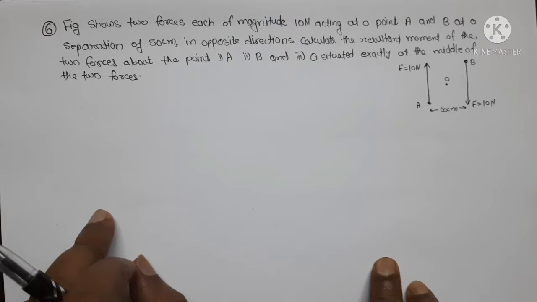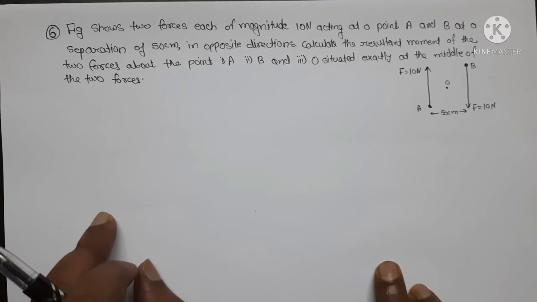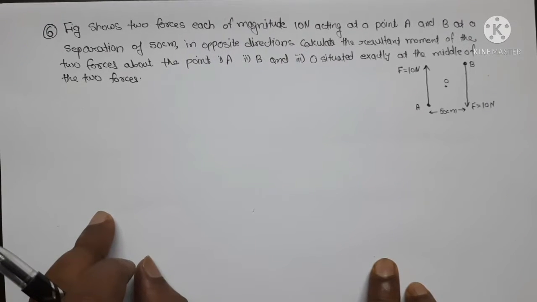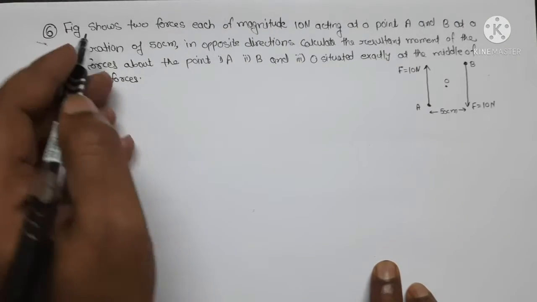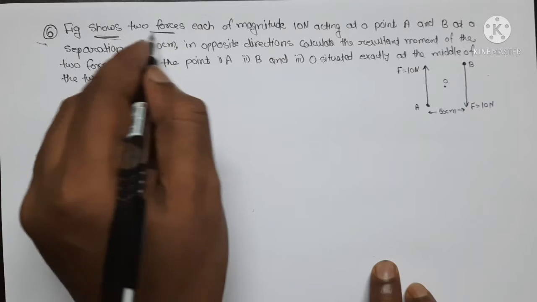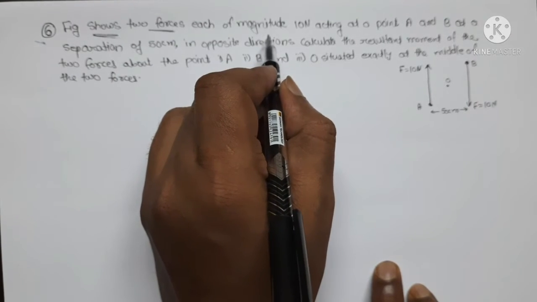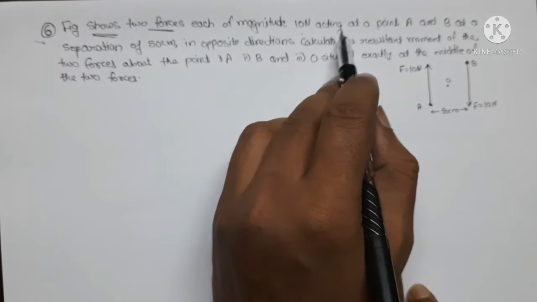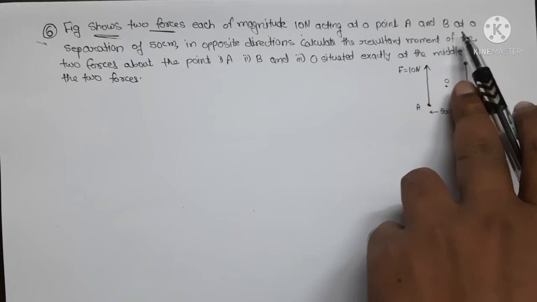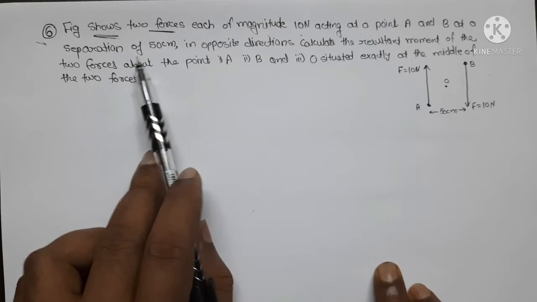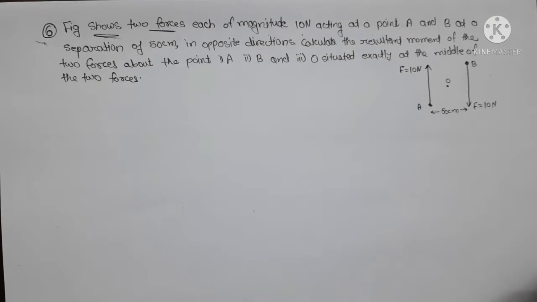Now in the last two sessions we solved questions number 1 to 5, and today we will be solving question number 6. So let's start. The figure shows two forces, each of magnitude 10 Newton, acting at points A and B at a separation of 50 centimeters. So you can refer to this diagram.